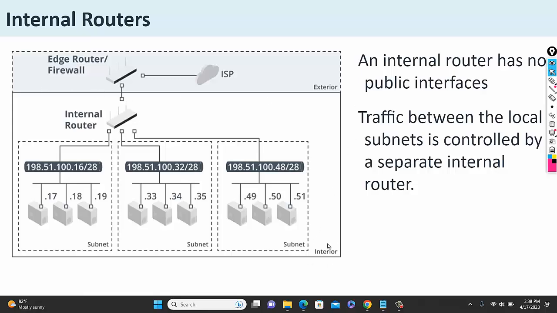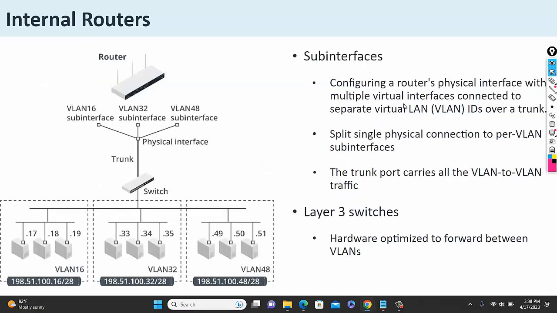So the whole network is the interior network. This is the exterior network where the edge router or the firewall exists. One interface is connected to the ISP, another is connected to the local or internal router. Right. So is there any other way to use the internal router? Yes, we can use the internal router in another way. So what are the ways where we can use these routers, or what are the other uses of the internal routers?